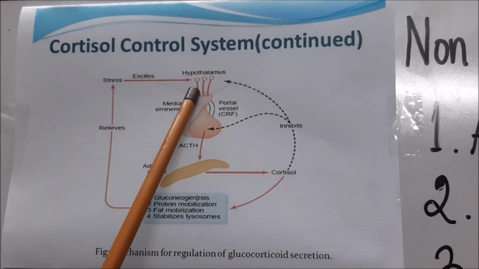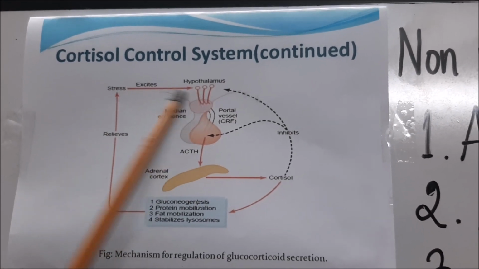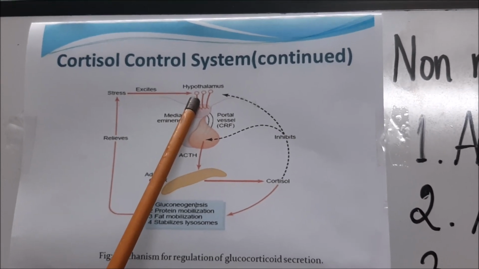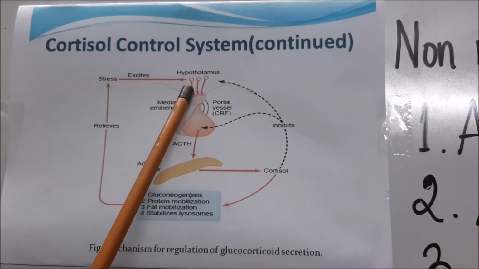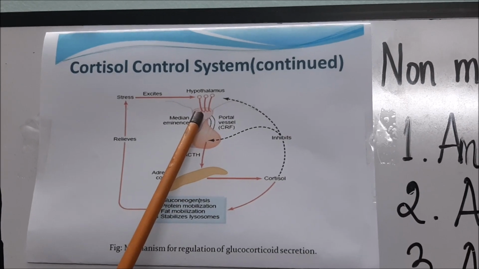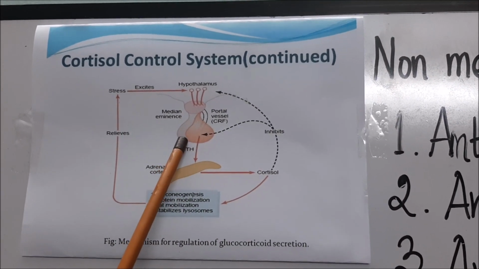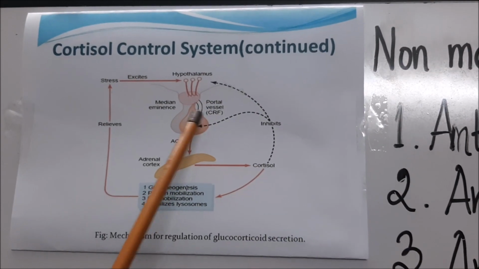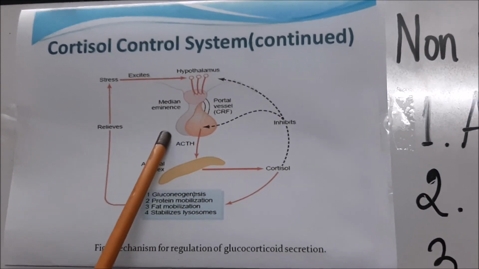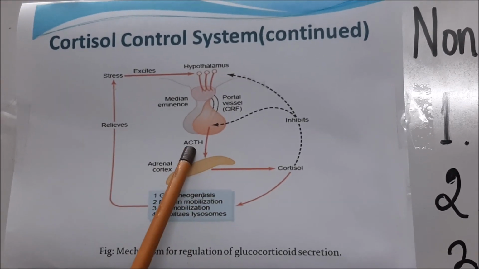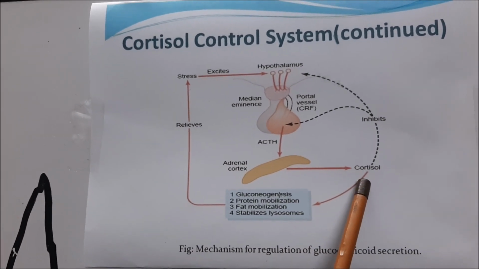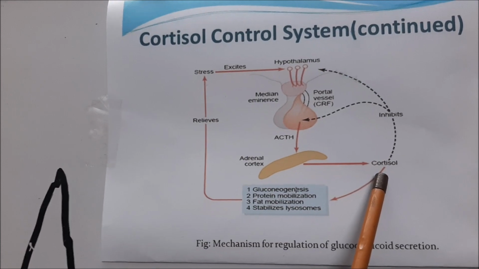These stress excite the hypothalamus via limbic system. Then hypothalamus release corticotropin releasing hormone, and this corticotropin releasing hormone comes to the anterior pituitary through blood, that is hypothalamo-hypophyseal portal vessel. Then in the anterior pituitary it will stimulate the corticotropes and release ACTH. This ACTH again comes to the adrenal cortex through the blood and stimulate the adrenal cortex to release cortisol. Cortisol prevents stress. How does it act?